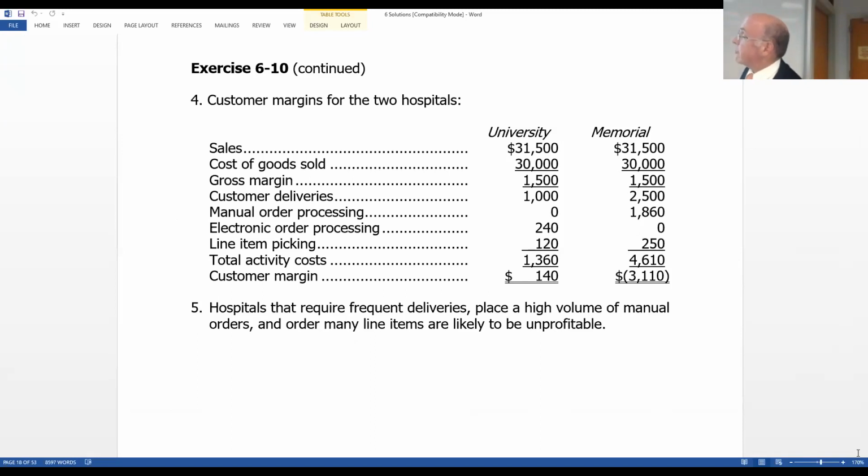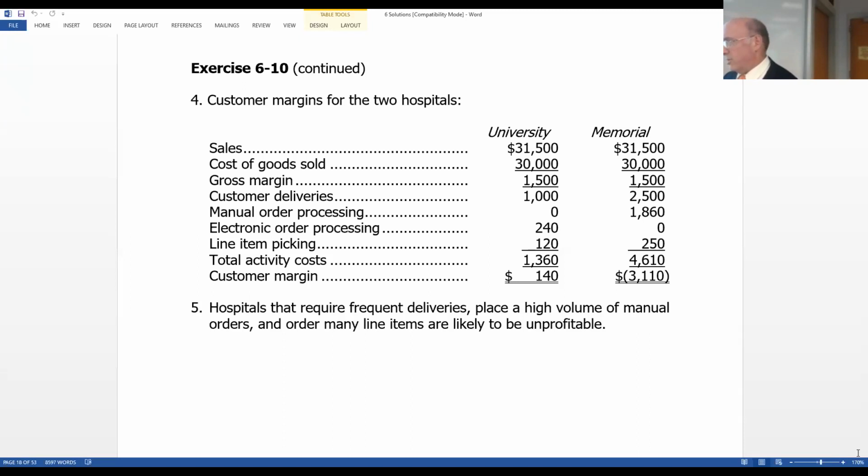So for part 5, what does it ask for part 5? Describe the purchasing behaviors that are likely to characterize Worley's least profitable customers. Well, hospitals that require frequent deliveries. Every time you make a delivery, it costs money. So you can cut down the number of deliveries. That would be one way to cut your costs. Place a high volume of manual orders. Tell them to place it electronically.